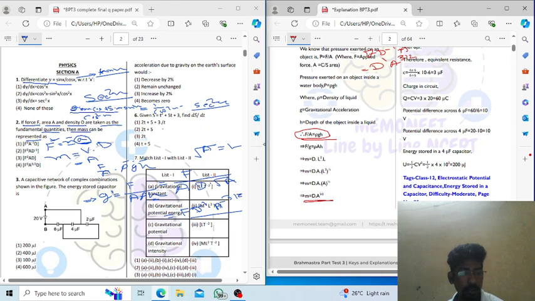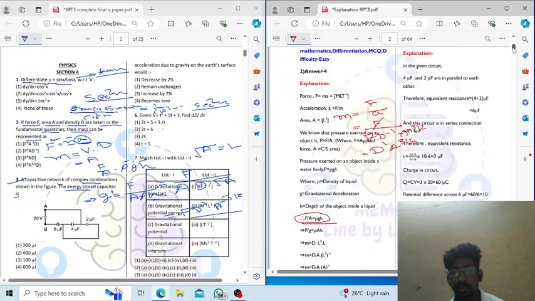Now moving on to question number 3, that is the first one from class 12th, that is our combination of capacitors. Capacitive network of complex combinations shown in the figure. The energy stored in the capacitor. So energy of a capacitor is given by the formula U equals half C V square, where C is the capacitance and V is the terminal potential. So in the given figure, there are 3 capacitors.